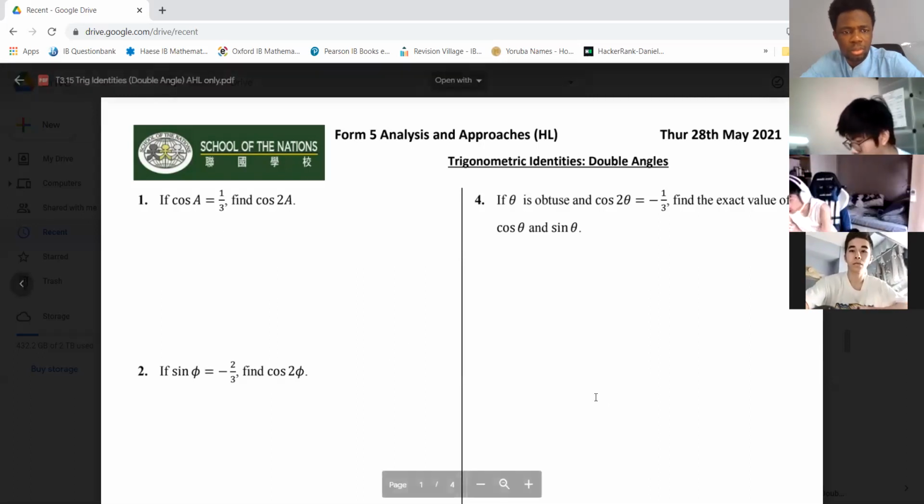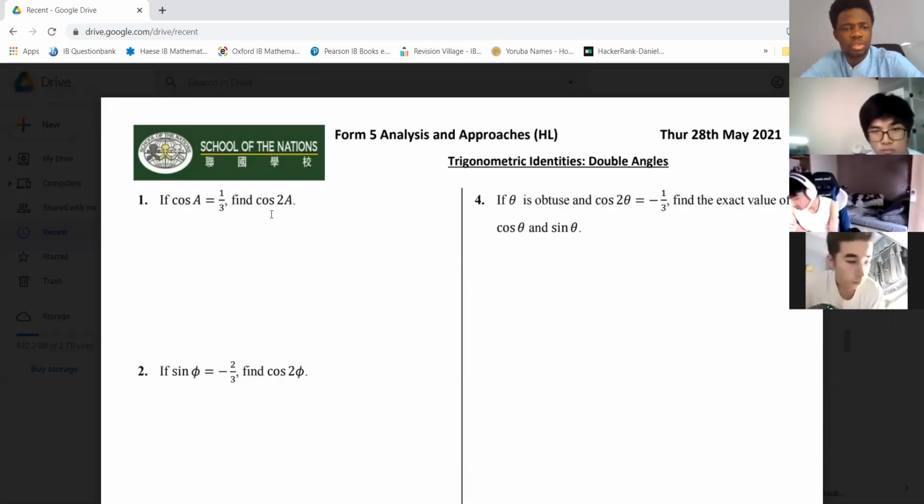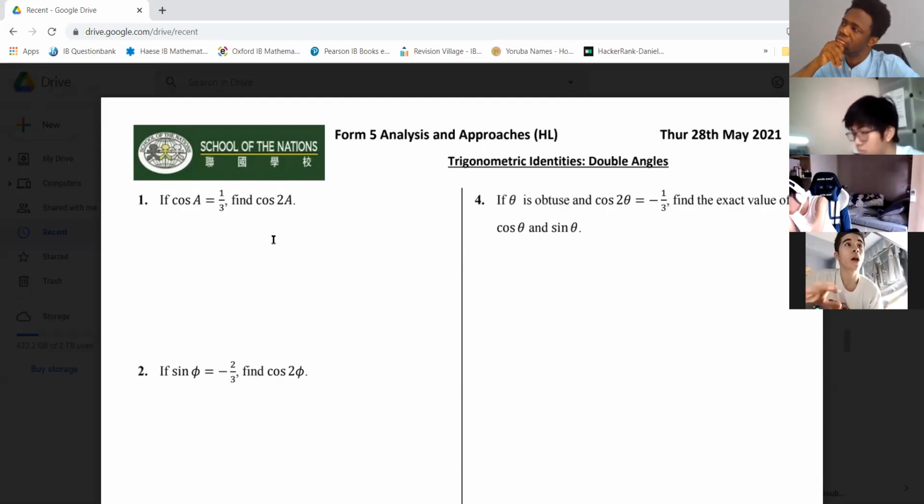So now, for this one, how did you do it? Which of the identities did you use for number one? The double angle. The double angle identity for cos. So cos 2a equals 2 cos squared a minus 1. Okay.